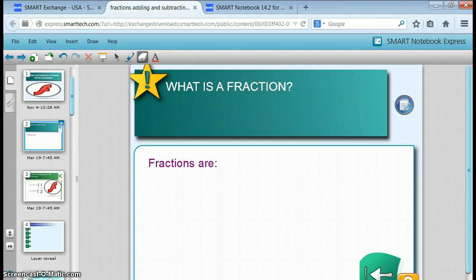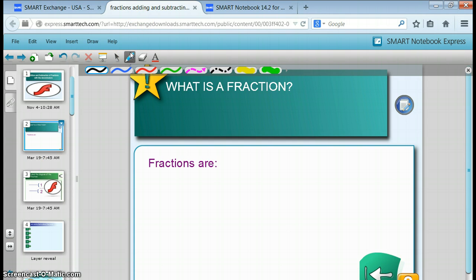This week's WAC is all about fractions. We're going to try and add and subtract fractions that have unlike denominators. So first, what is a fraction?